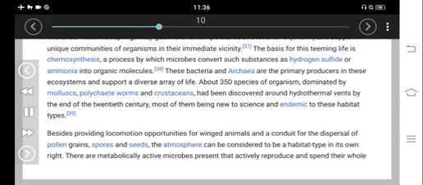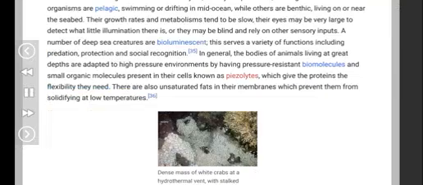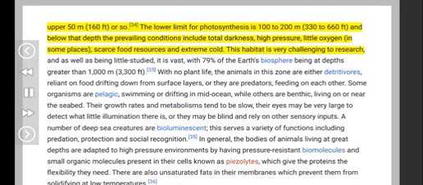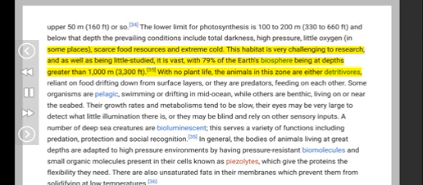The lower limit for photosynthesis is 100 to 200 meters (330 to 660 feet), and below that depth the prevailing conditions include total darkness, high pressure, little oxygen in some places, scarce food resources and extreme cold. This habitat is very challenging to research, and as well as being little studied, it is vast, with 79% of the Earth's biosphere being at depths greater than 1,000 meters (3,300 feet).